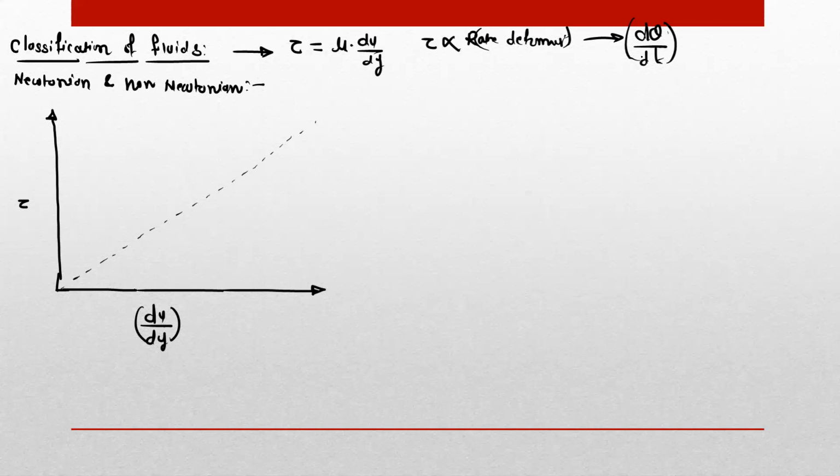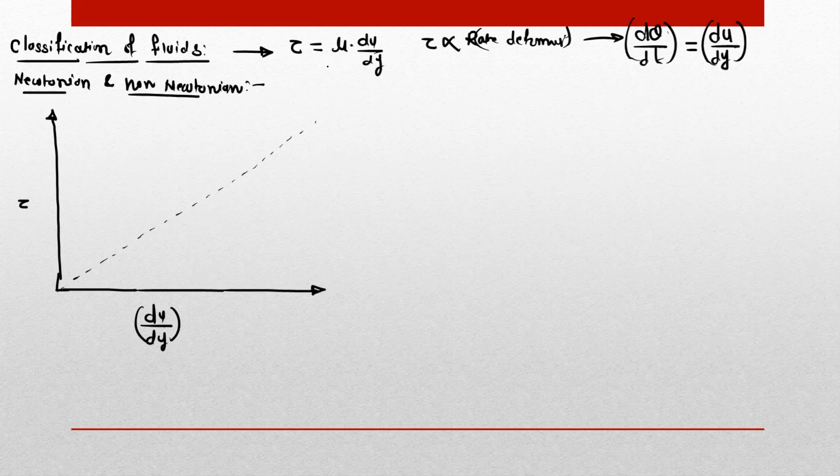But in case of fluid, the deformation is continuous, so you can observe the continuous flow of the fluid. So we give the rate of deformation as d theta upon dt, and this is equivalent to the velocity gradient, du by dy. Therefore we write tau is equal to mu into du by dy, where mu is the viscosity. Based on this equation, we classify fluids as Newtonian and non-Newtonian.